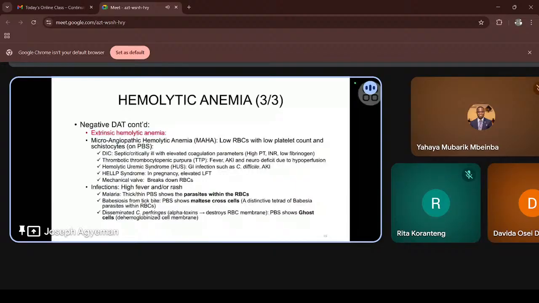Apart from the MAHAs, infections can also give rise to extrinsic hemolytic anemias. Our own malaria can't be forgotten. So you have malaria parasites infecting the RBCs as per their life cycle. They multiply in the red blood cells, and burst. By way of bursting, that is hemolysis. So the red cell is gone. They come out numerous.